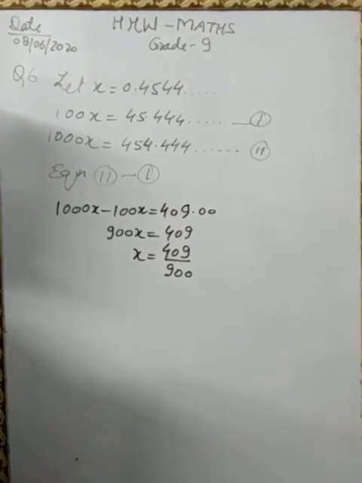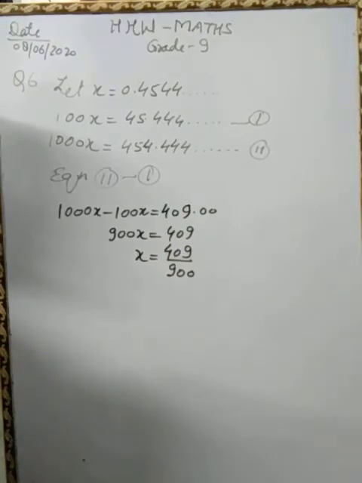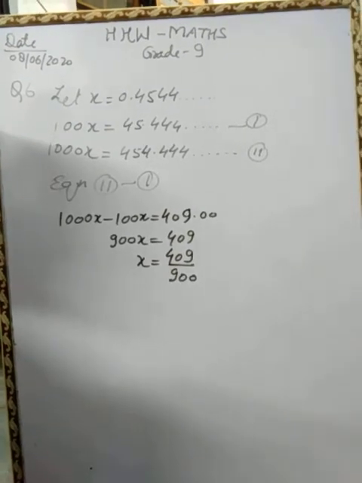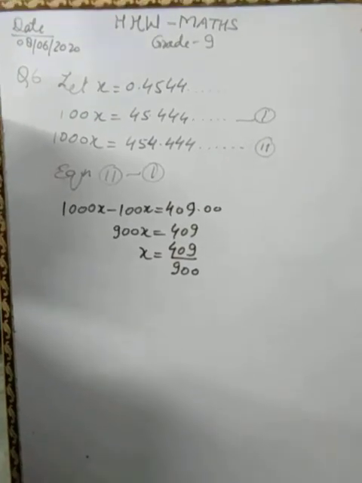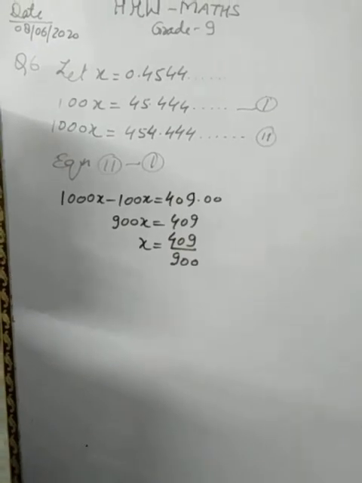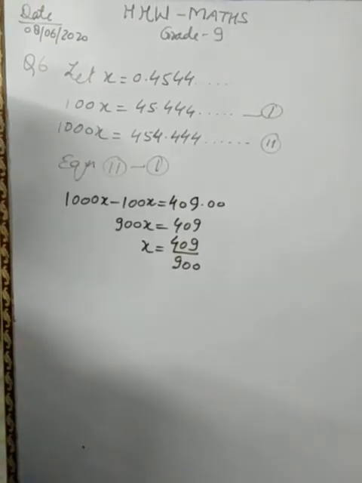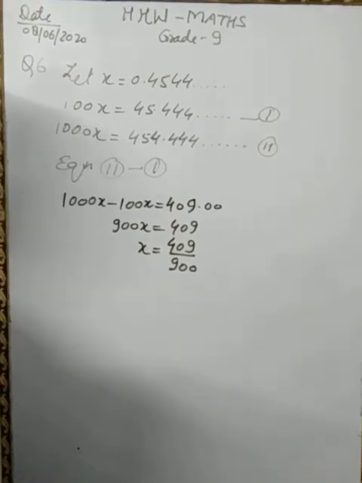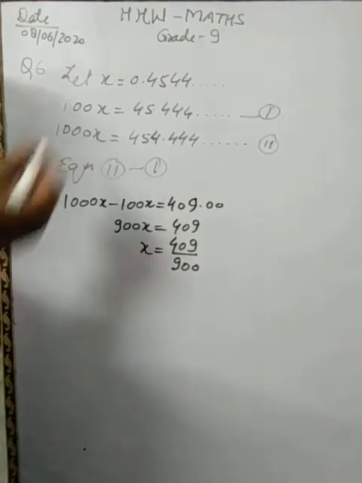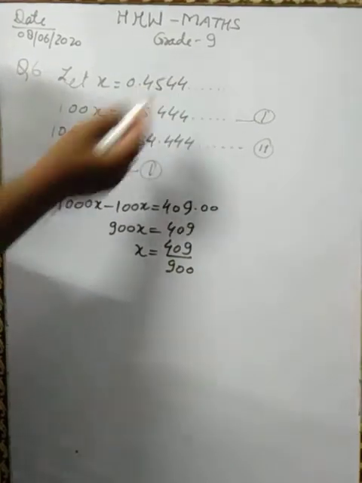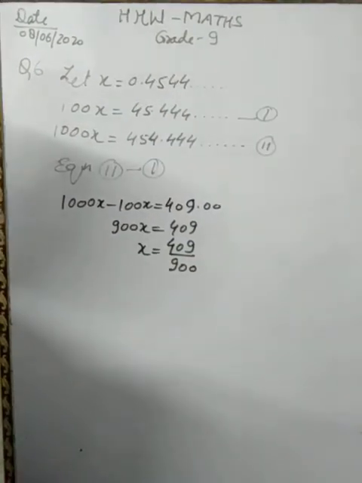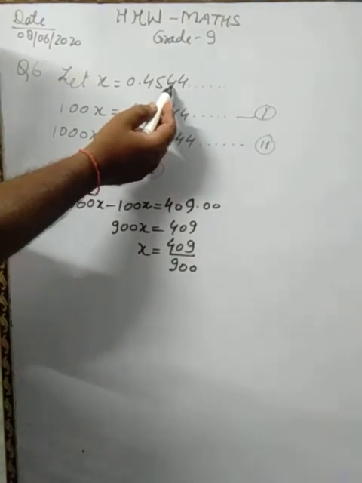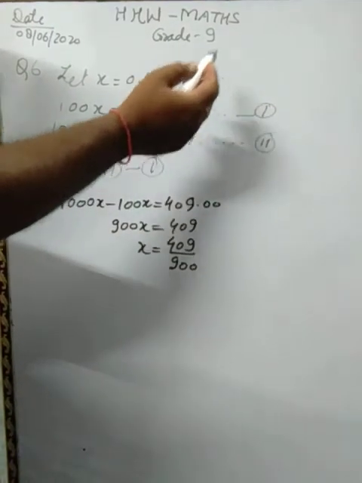So, question number 6 is given as to represent this number 0.45444 in the rational form, right? Rational number means in the form of p upon q. So let's consider this as x equals to 0.45444. Dear, as you can observe, after 4 5 the third one 4 is repeating again and again.